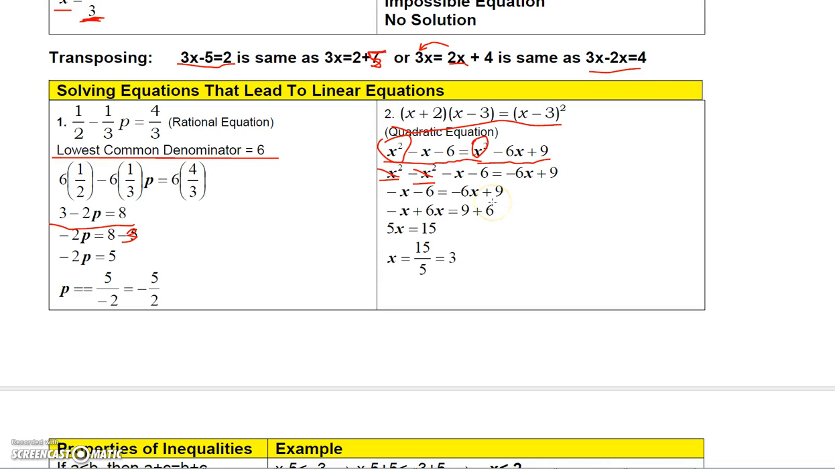And now we can finish this with what we learned in the first video. Minus x minus 6 equals minus 6x plus 9. I can just transpose the minus 6x to the other side, and it becomes plus 6x. Then I can transpose the minus 6 from the left side to the right side, and it changes sign as well. And so now I have minus x plus 6x, which is 5x, and 9 plus 6 is 15. Then all you have to do is divide both sides by 5, and you get that x is 3.